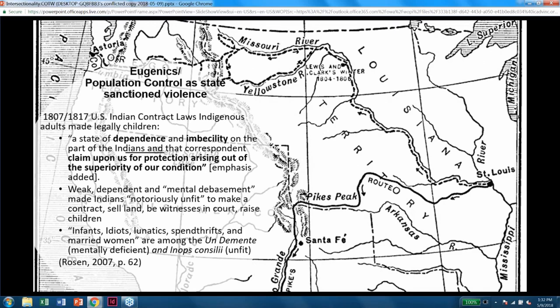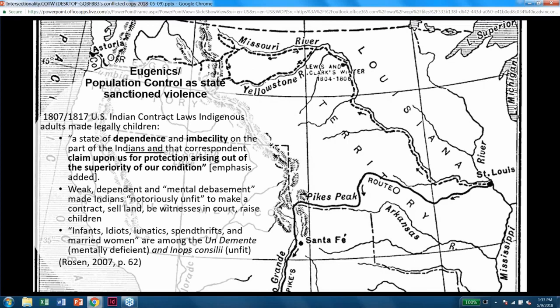This really reflects the superiority of the white, male, able, heterosexual body and mind, specifically in relationship to the land and citizenship. And this is something that we often forget about when we think about race and racism, or ableism, in fact, that indigenous people were forced to become diasporic as a result of being made legally children.